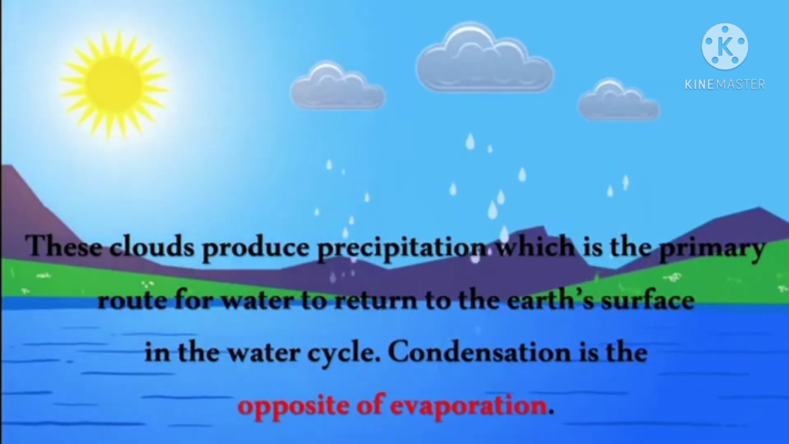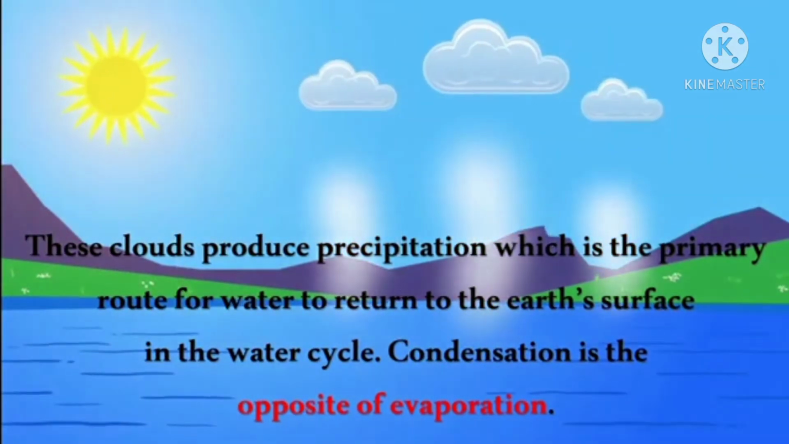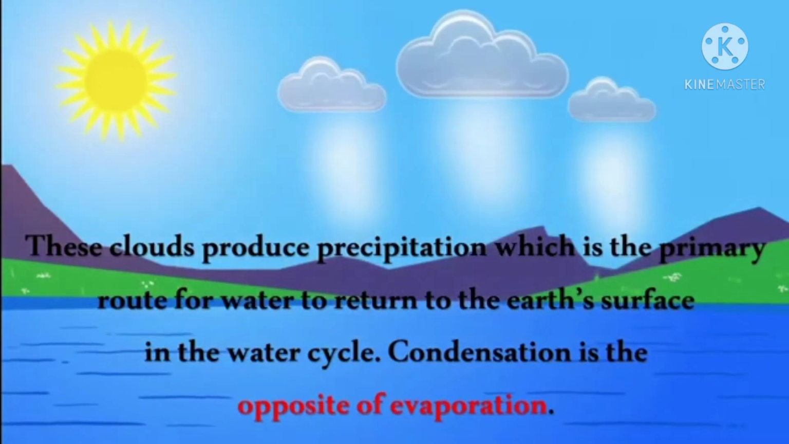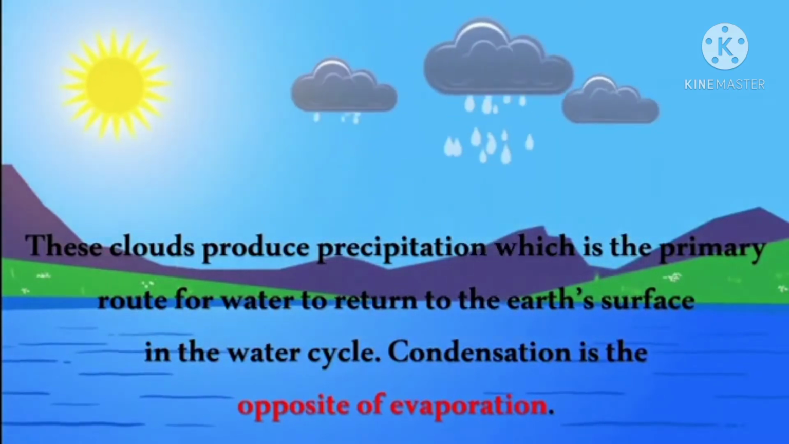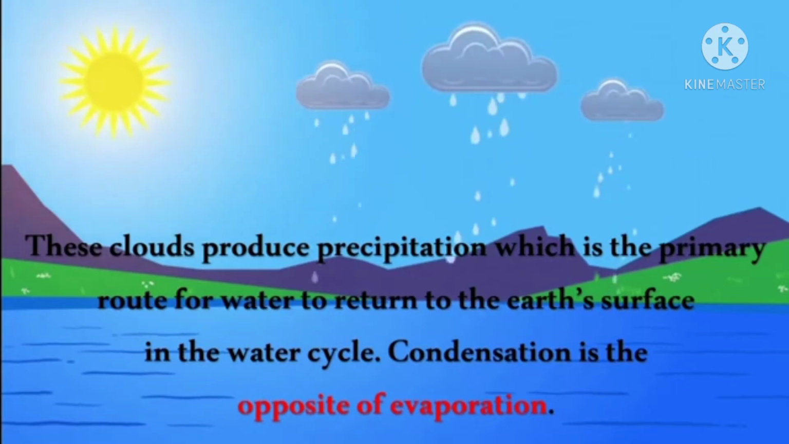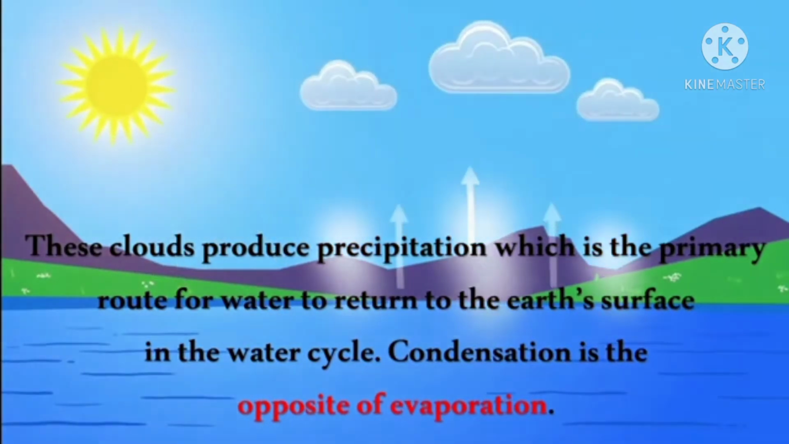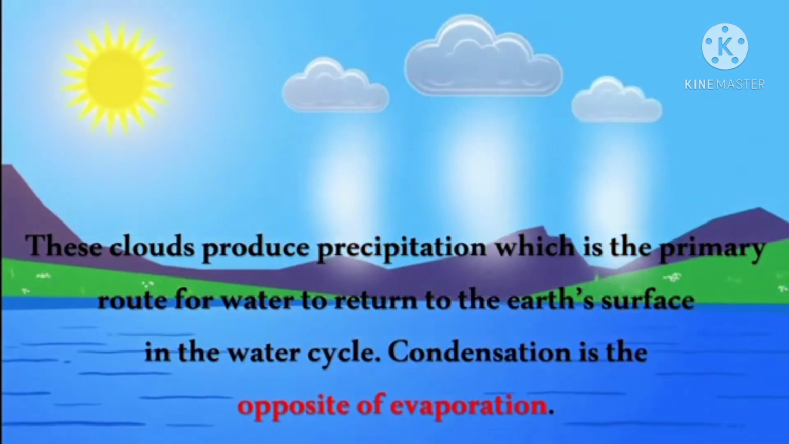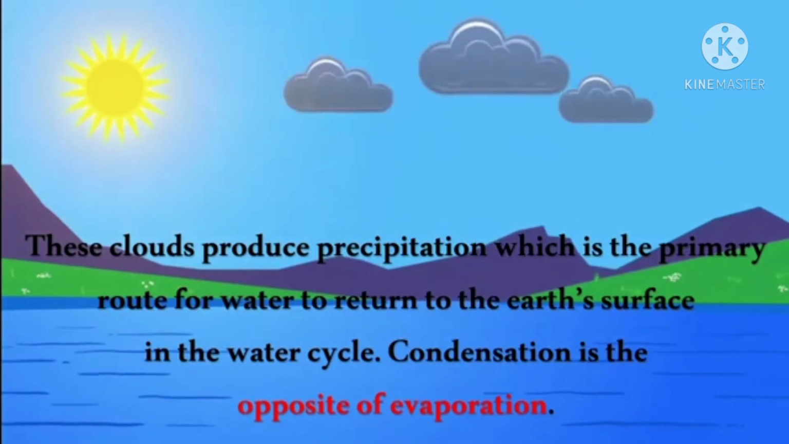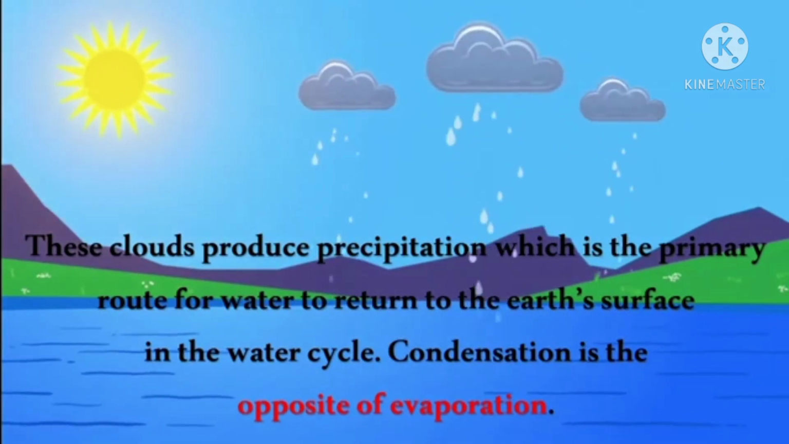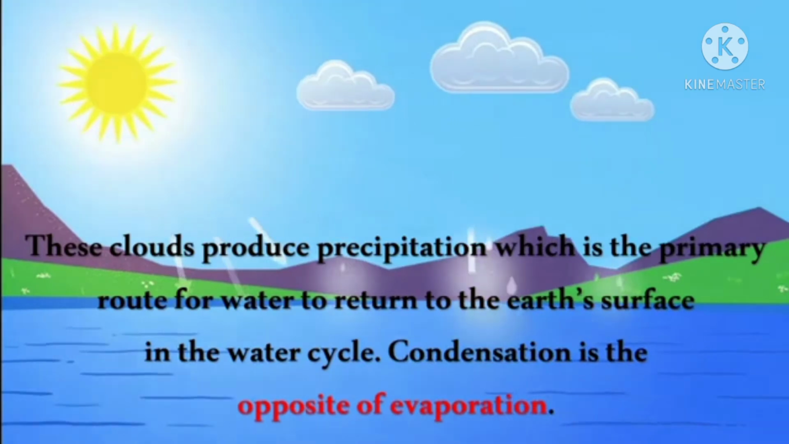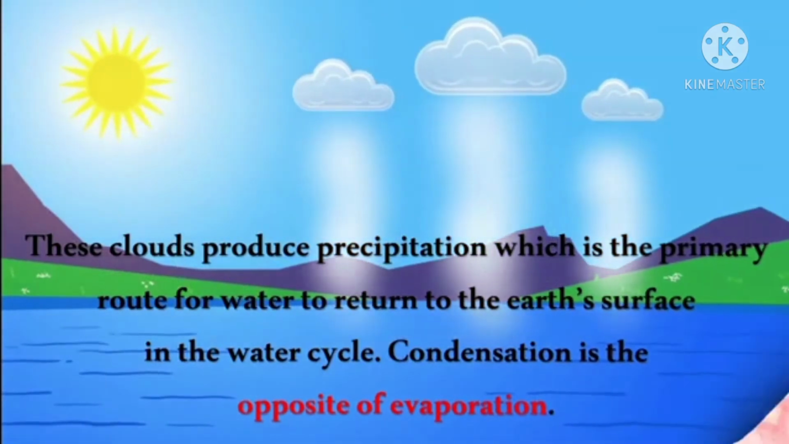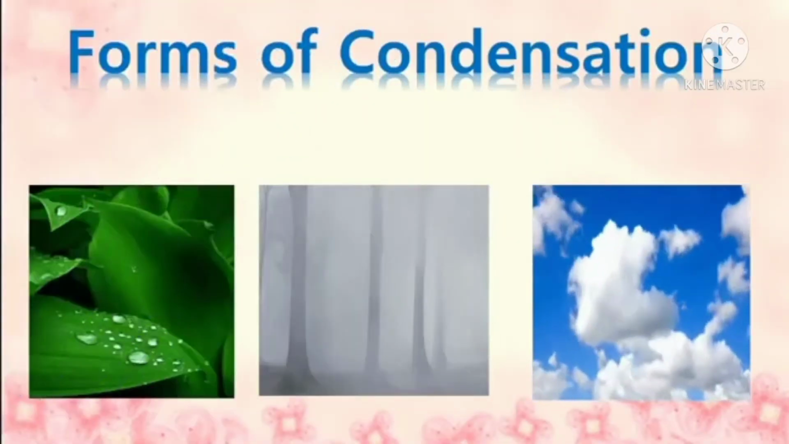Evaporation means the water gets converted into water vapor, or the gaseous form of water. Condensation means the gaseous form of water cools down and returns back to the Earth's surface in the form of rain. So this process is the opposite of evaporation. Hence, condensation is the opposite of evaporation.